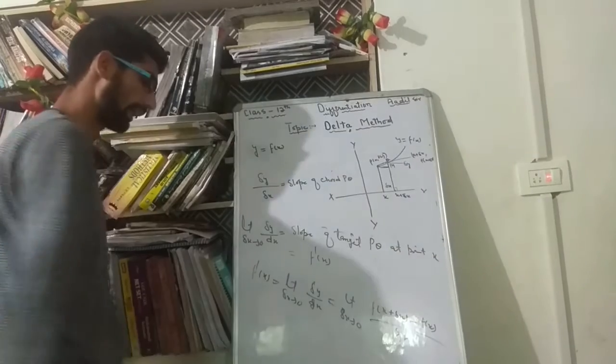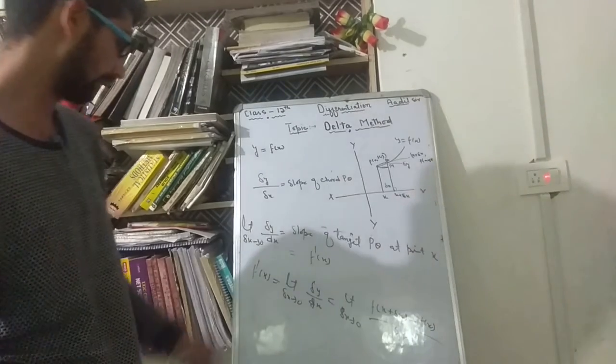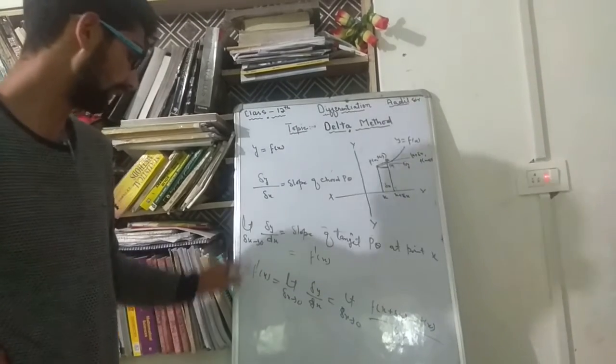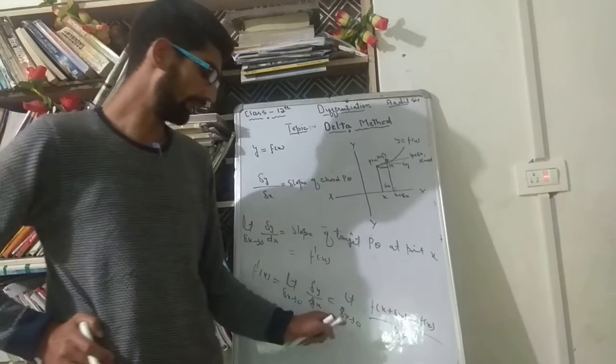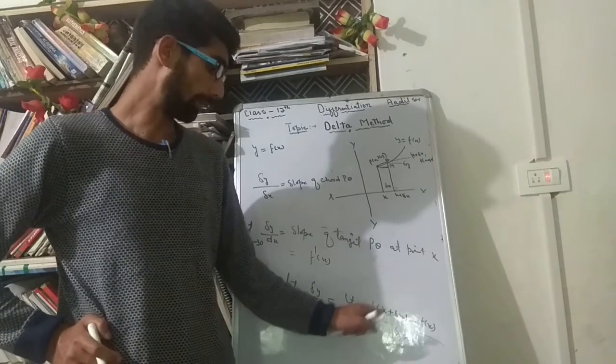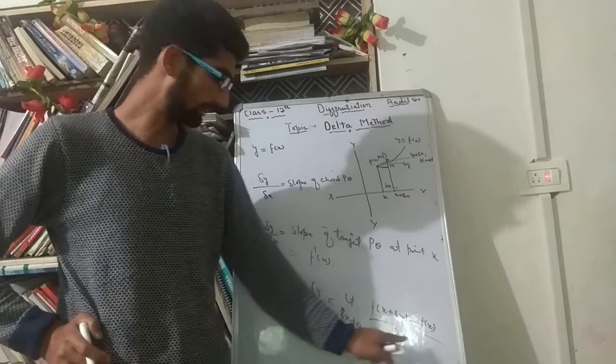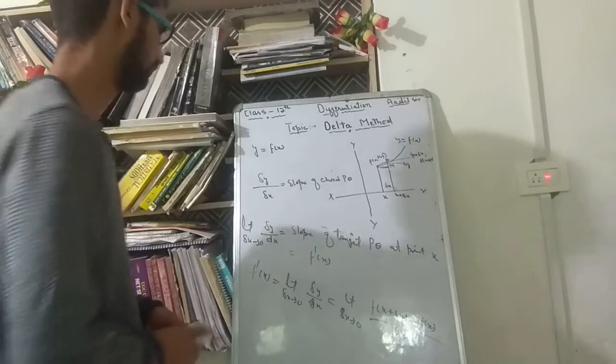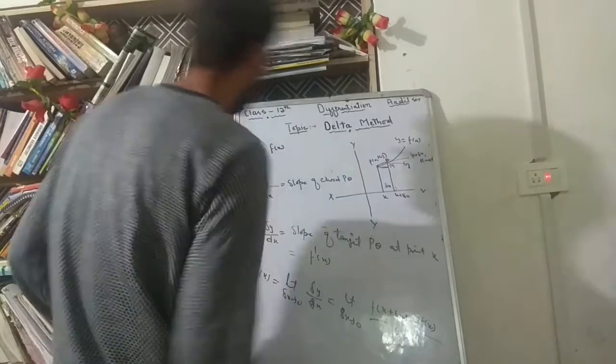So this is our ab initio method that gives us that the derivative of the function at x is equal to the limit as del x tends to 0 of f of x plus del x minus f of x, divided by del x. So now we will write the steps of this method.